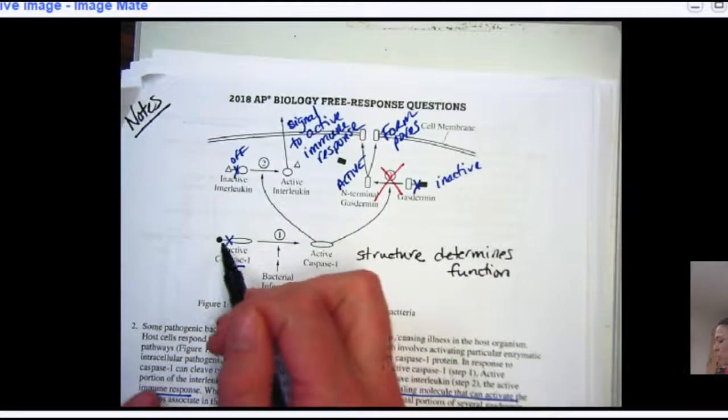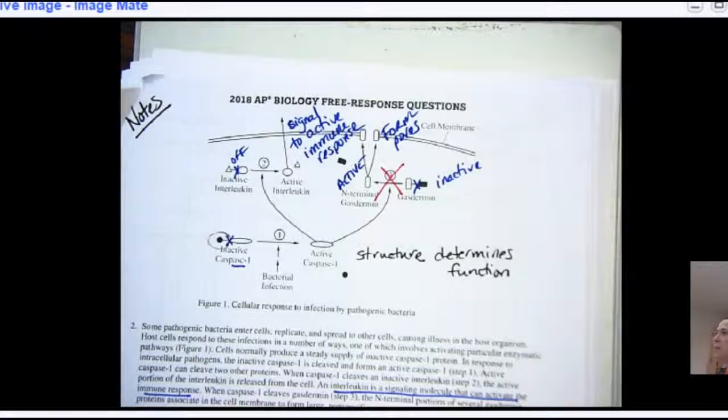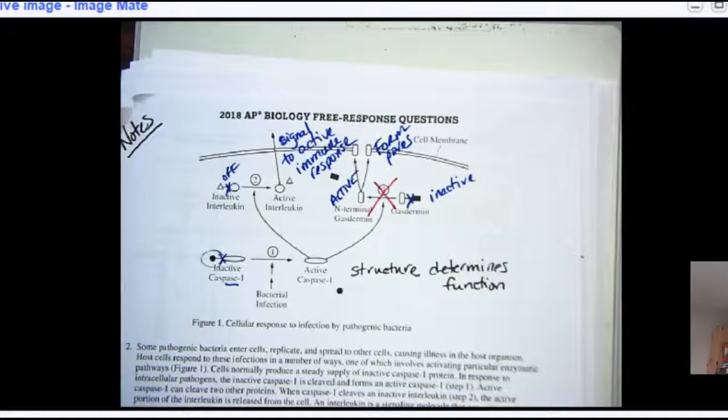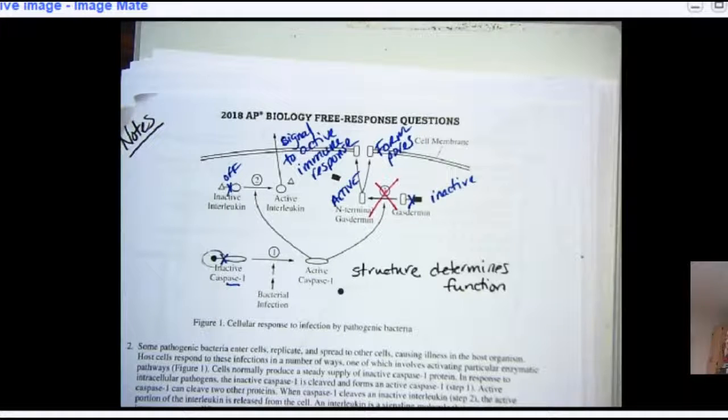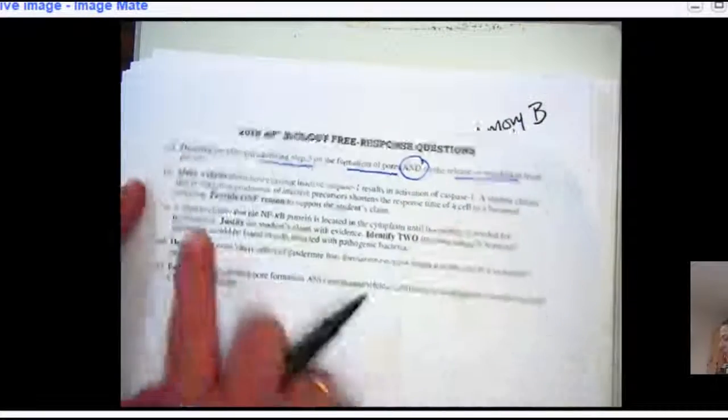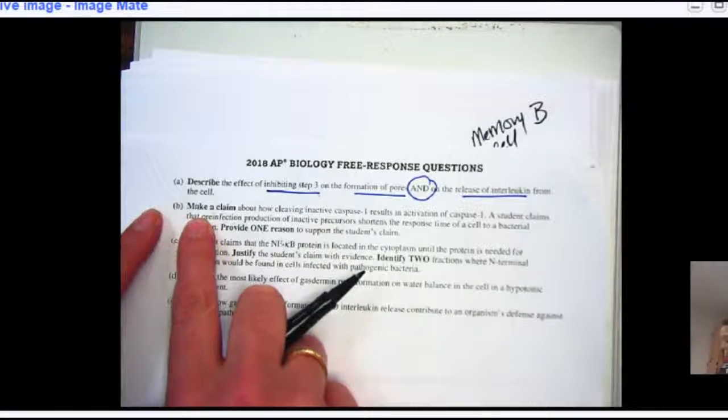Another way to say it is that you removed a portion, the domain that caused it to be repressed or something like that. But if you talk about shape and function, you're fine. That's just a major theme of biology. Whenever you talk about something, its structure is always related to its function. All right, so that's the first part of B where it says make a claim.